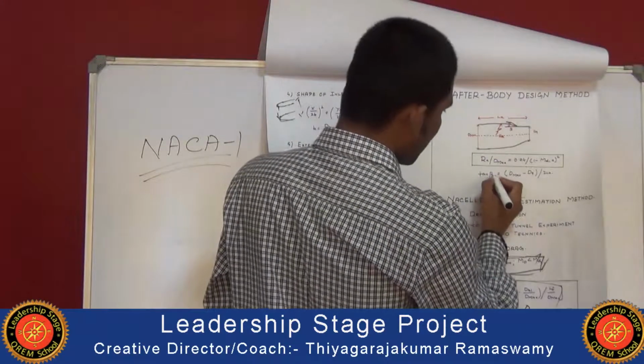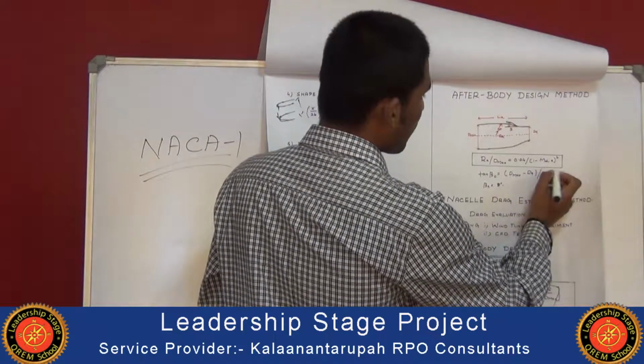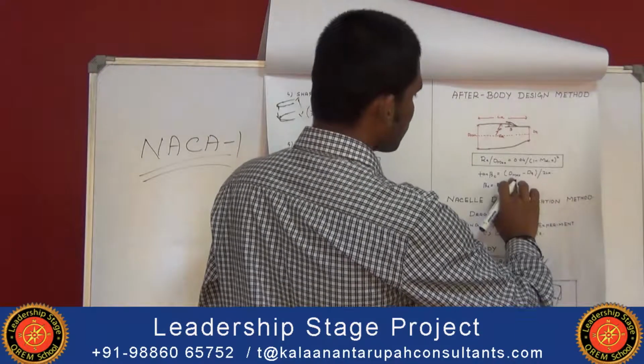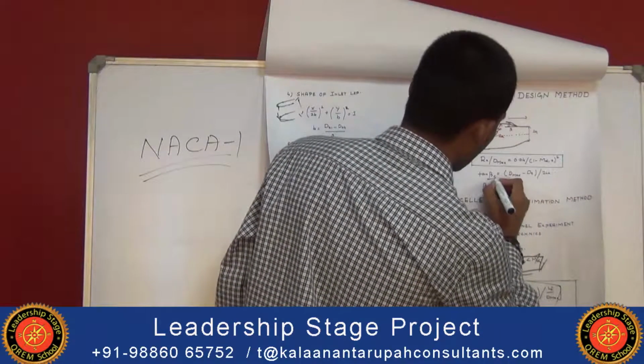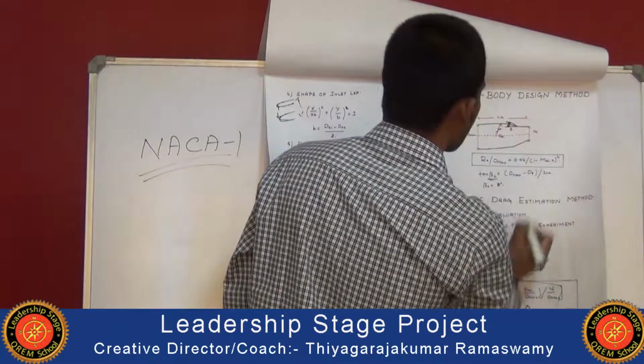Here tan beta is equal to a constant, that is Dmax divided by D9 into 2LA. D9 is nothing but the nozzle exhaust diameter, Dmax is the maximum diameter. Here beta is a constant value, that is 8 degrees within this angle.